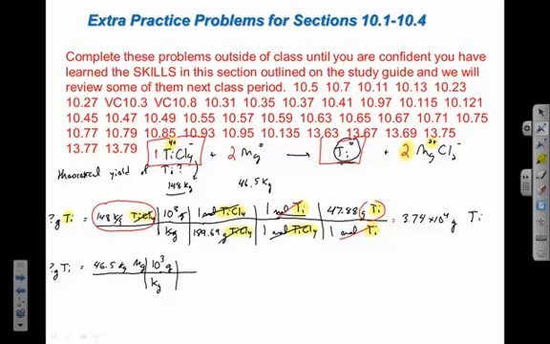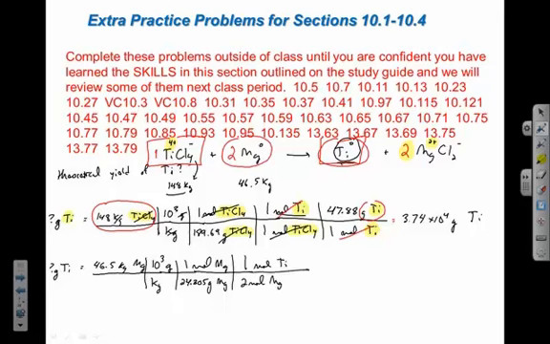Then I want to get to moles. So if I'm just starting with magnesium, I just need the molar mass of that, which is 24.305 grams of magnesium per mole of magnesium. Once I've got moles, then I use the coefficients here. 2 magnesium for every 1 titanium. So 2 moles of magnesium for every 1 mole of titanium.